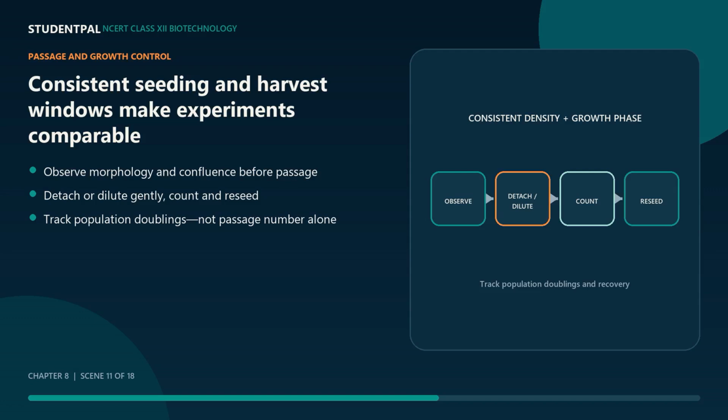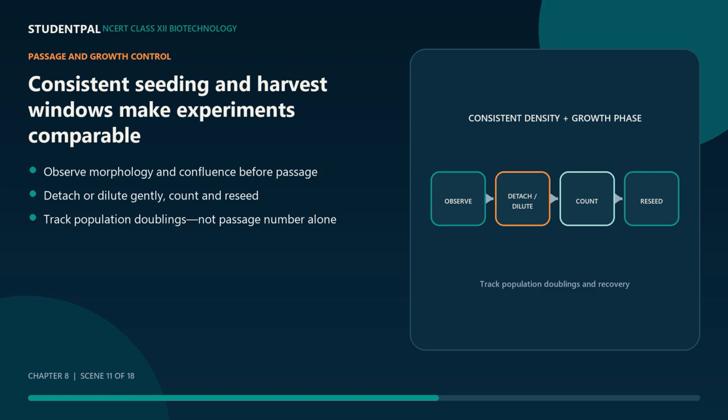Adherent cells are washed when appropriate, detached under controlled conditions, neutralized or collected, counted and reseeded at a defined density. Suspension cells are sampled, counted and diluted. Passage number records transfer events, but different split ratios can produce different numbers of cell divisions. Cumulative population doublings provide a more biological measure of culture age.